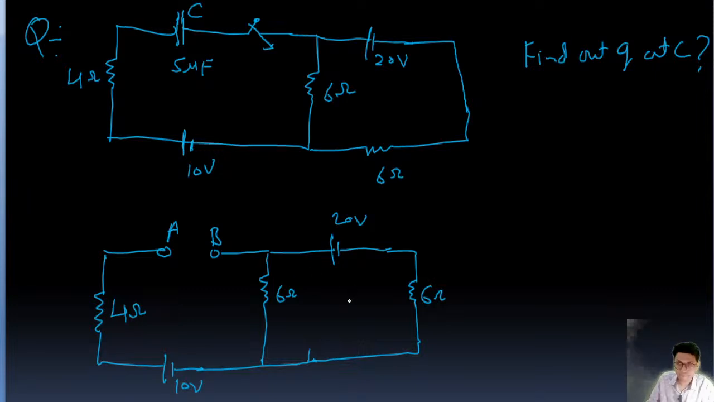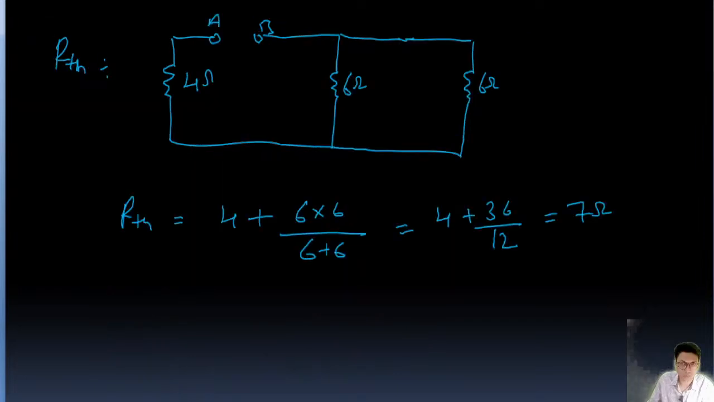This is the current direction we are taking in this loop. This is loop 1 and this is loop 2. In loop 1, we are using KVL. So using KVL means 6i minus 20 minus 6i equal to 0, right?